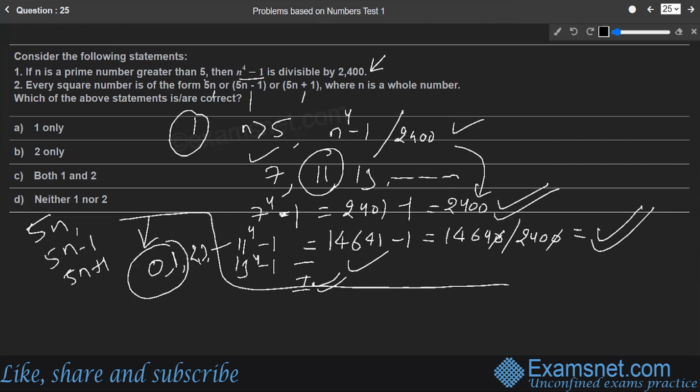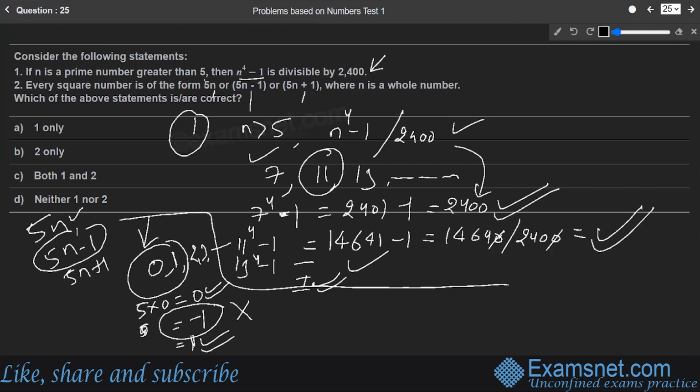If we put 0 in the first one, it becomes 5 into 0, that is 0 itself. If we put 0 in the second one, it becomes 5 into 0, that is 0, minus 1, that is minus 1. And in the last one, it becomes 0 plus 1, that is 1. So here 1 is a perfect square, 0 also can be considered a perfect square, but minus 1 is not a perfect square. So if minus 1 is not a perfect square, that means this statement has failed. So this is a wrong statement.